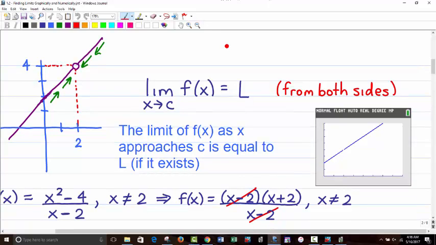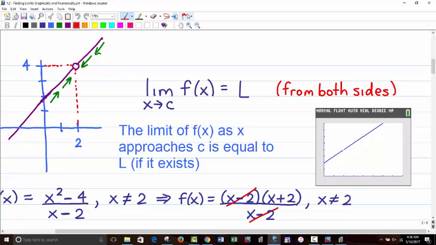Now notice x is approaching 2 from the left and x is approaching 2 from the right. As these values are going up and down, you're still approaching horizontally at 2, so we're just looking at what the y is doing. As x approaches 2 from the left and the right, you see it's approaching where that hole is, and the hole is at 4.